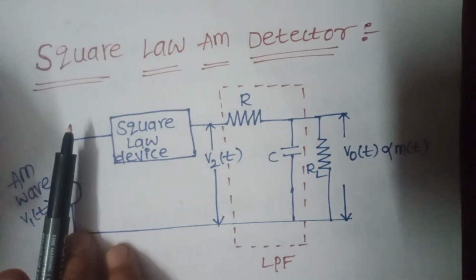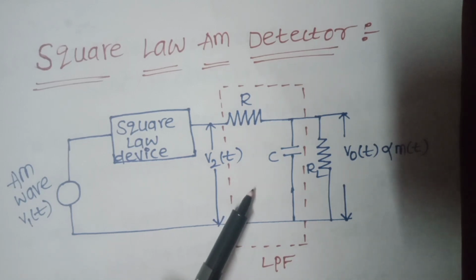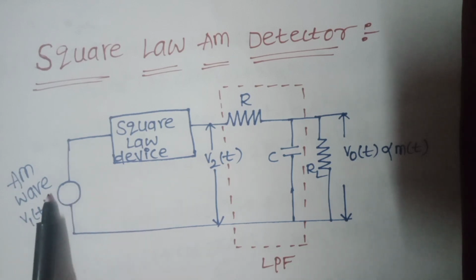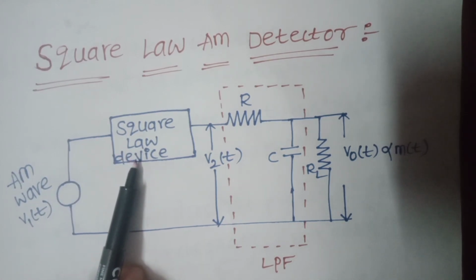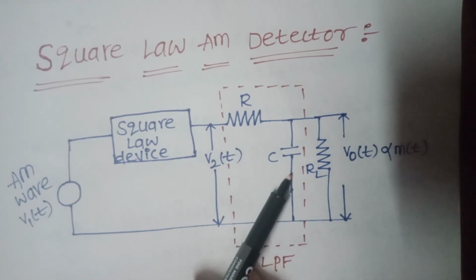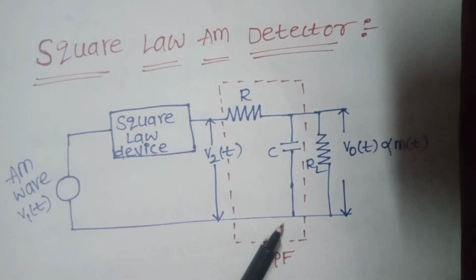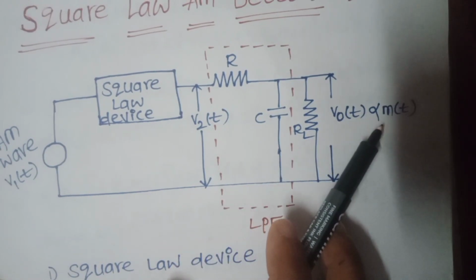In this, we use a square law device and an LPF, a low pass filter. The input of this detector is the AM wave, which is represented by V1 of t. That will be given to the square law device. The output of this is V2 of t, and V2 of t is passing through the LPF filter. The output of this is V0 of t, which is proportional to our m of t.